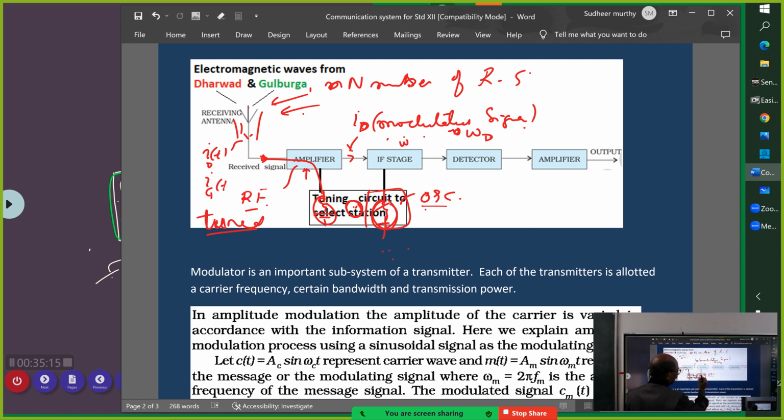So what I will do here is, I will generate. You see here, this signal that is coming here will have a component omega c. It will have omega c plus omega m, omega c minus omega m. Like that, I will have many components. Understand? So this oscillator will generate omega c.